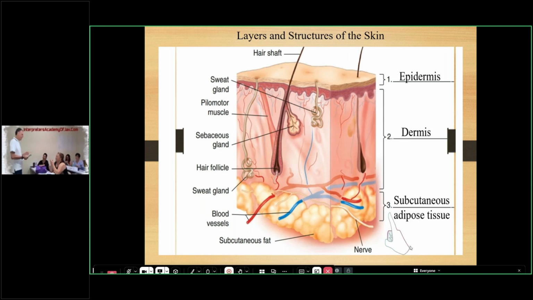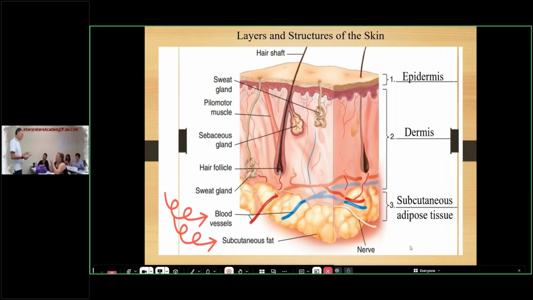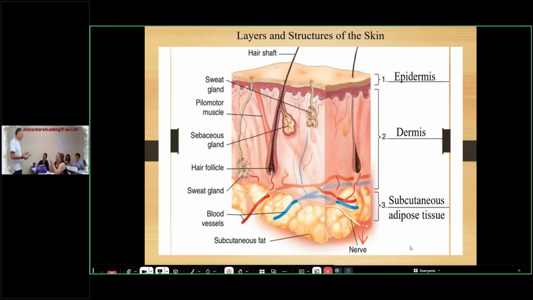On the left side of this picture, you can see on top of the skin the hair shaft, next the sweat glands, the pilomotor muscle, the sebaceous gland, the hair follicle, another sweat gland, blood vessels, subcutaneous fat, and nerves.